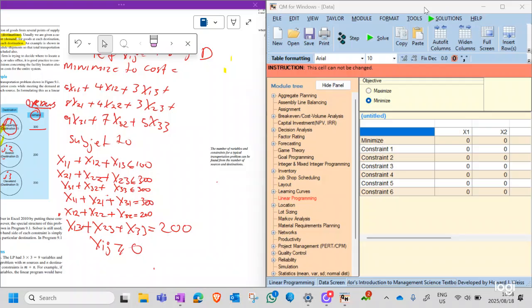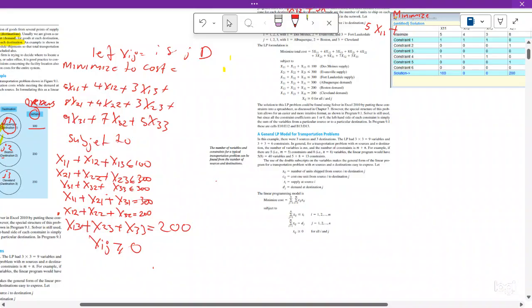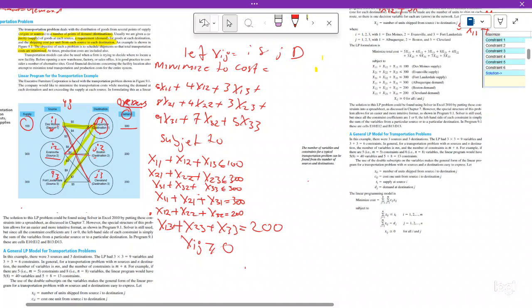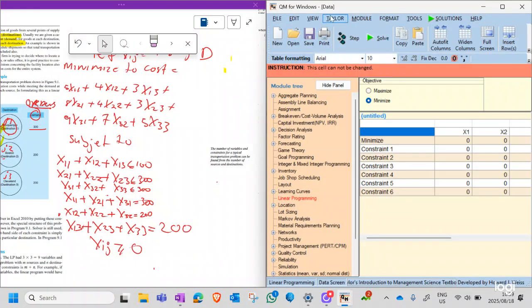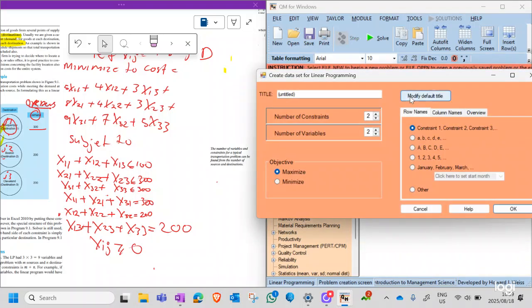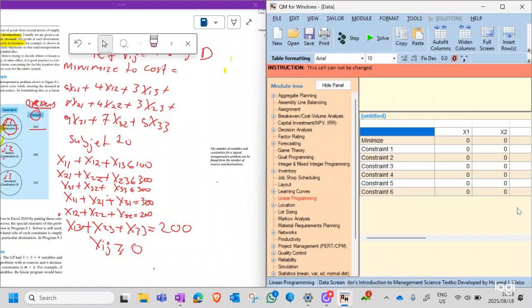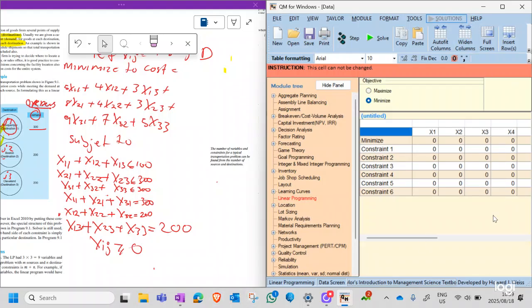Actually, you must have this number of variables. Your variables are 1 2 3 4 5 6 7 8 9. There are 9 variables. Let's go back there. Linear programming, 9 variables and 6 constraints. Click minimize. Okay. Right.